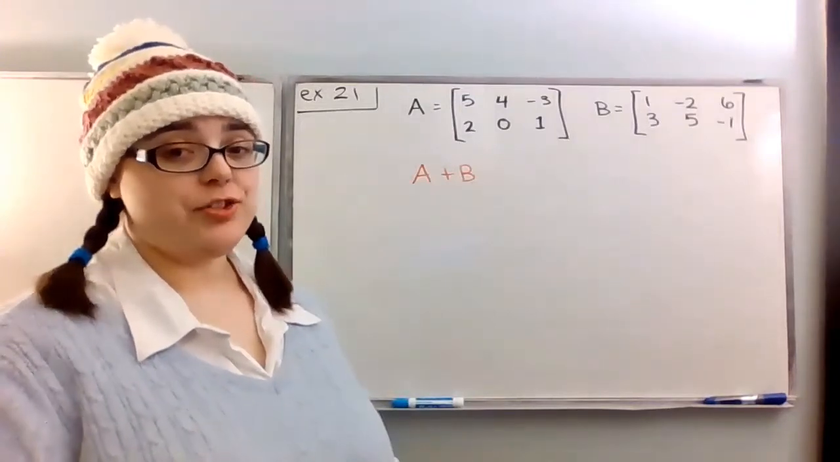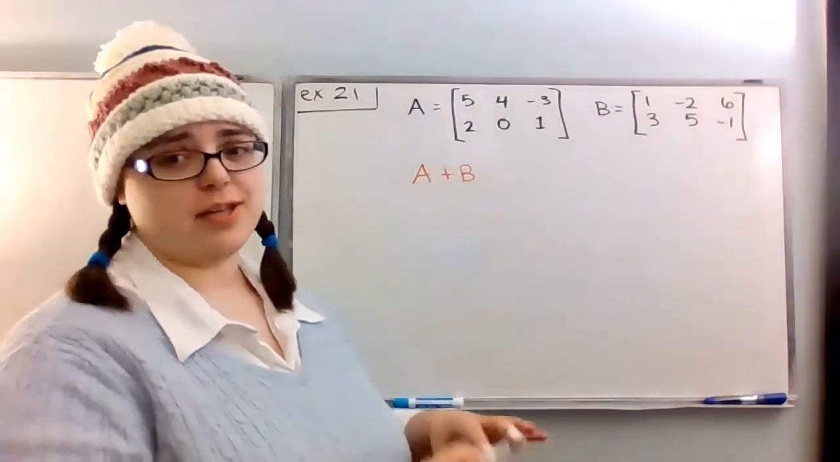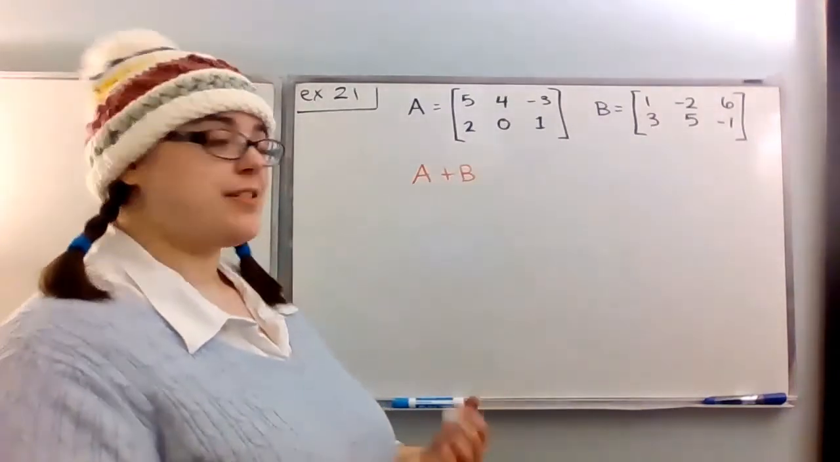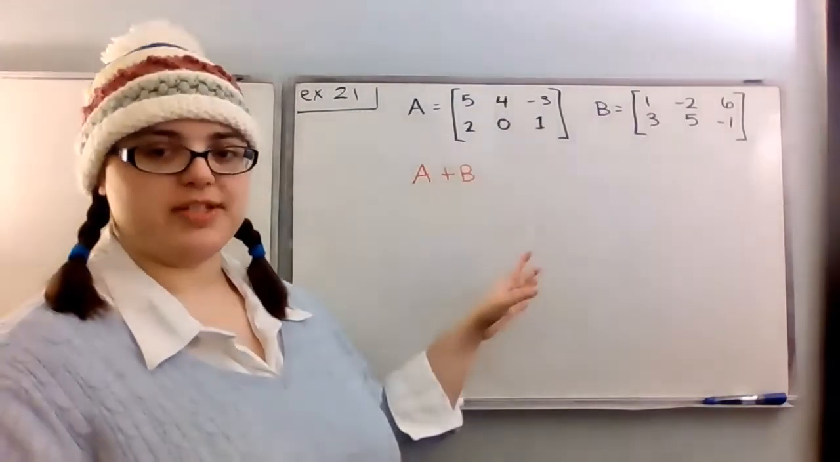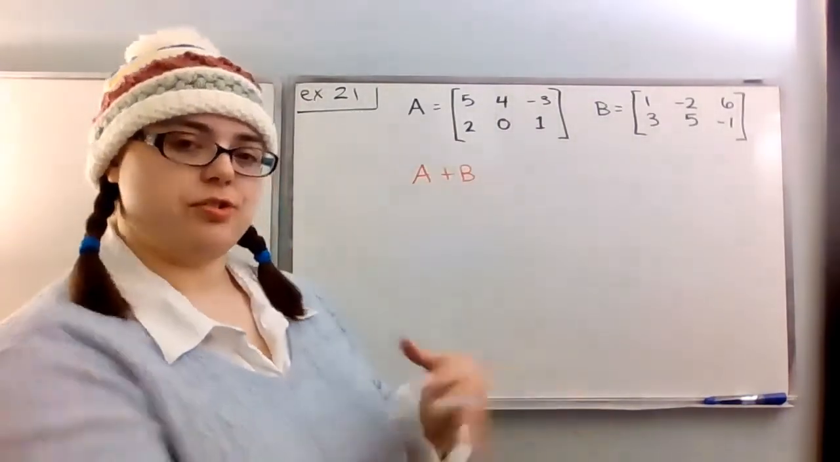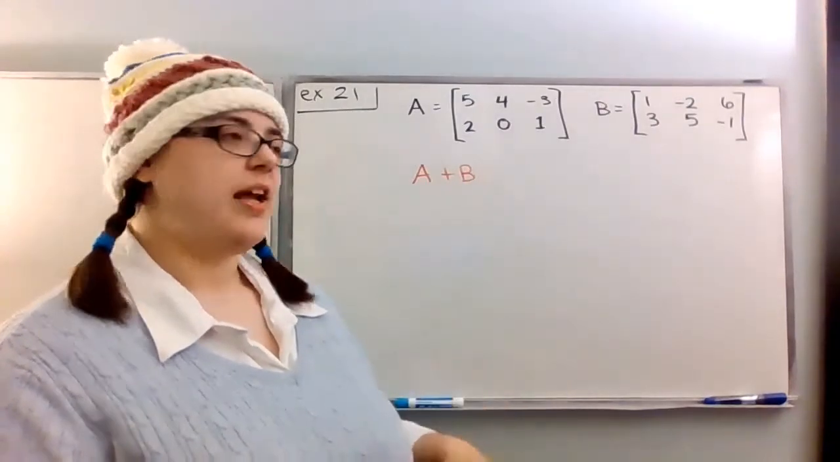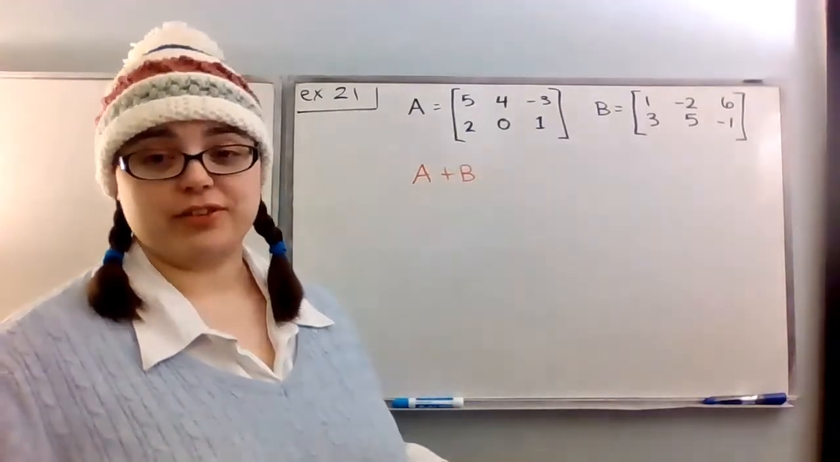Now, when you're adding two matrices, the condition you need is that the two matrices are the same size. So in this example, we have two 2x3 matrices, so we're going to be able to add them. I'm going to write out a step I don't typically write out just so you can see what's going on behind the scenes. If you want to write it out because it helps you make fewer mistakes, by all means, feel free to do so.